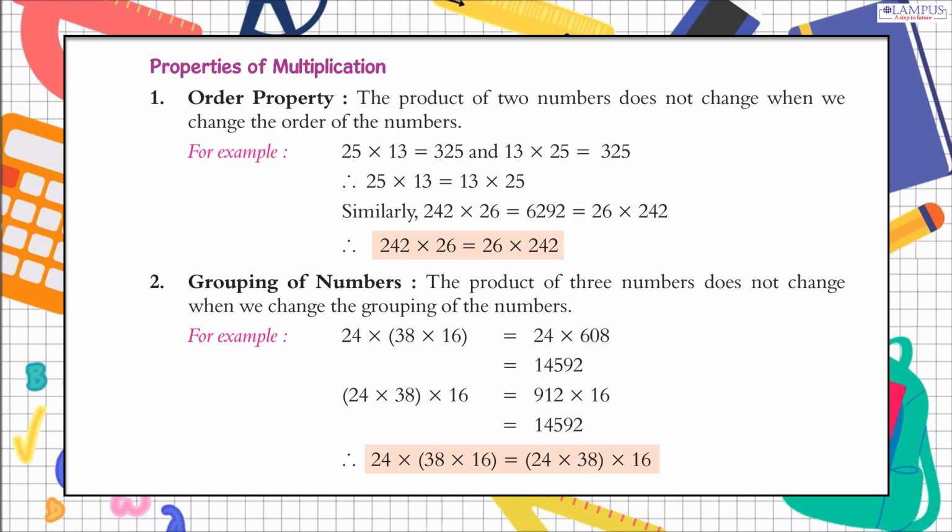2. Grouping of numbers. The product of three numbers does not change when we change the grouping of the numbers. For example, (24 times 38) times 16 equals 912 times 16 equals 14,592. 24 times (38 times 16) equals 24 times 608 equals 14,592. Therefore, (24 times 38) times 16 equals 24 times (38 times 16).